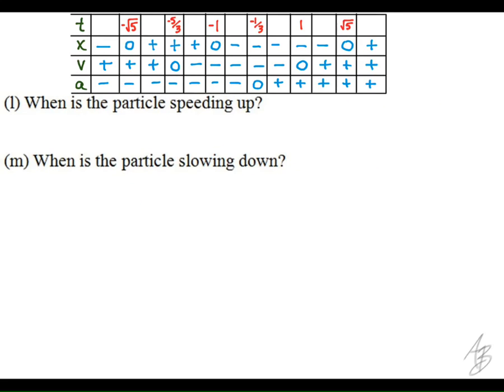When is the particle speeding up? The particle will be speeding up when the velocity and acceleration have the same sign. So if the velocity is positive and the acceleration is positive, then the particle is going to be speeding up. And that's going to be the case here on this region from 1 to infinity. And it's also going to be speeding up when they're both negative, when the velocity is negative and the acceleration is negative. So it's speeding up on the region from negative 5/3 to negative 1/3.